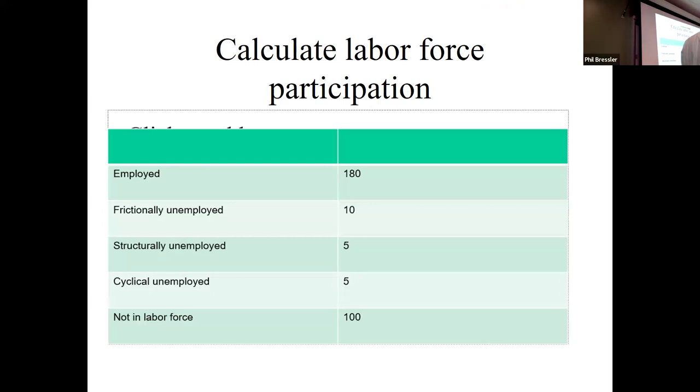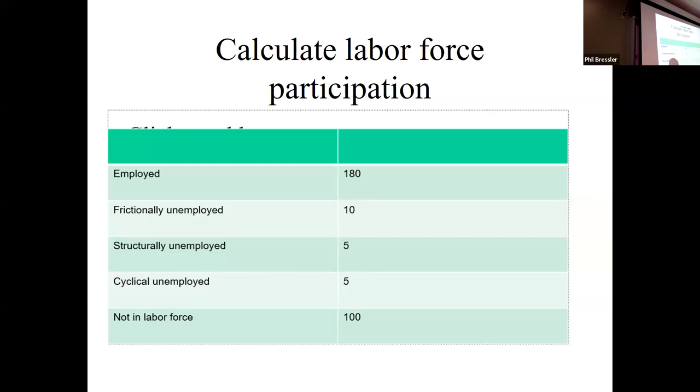Calculate the labor force participation. Oh, no, we didn't. We did the unemployment rate. Different formula. Oh, wait, labor force. Yeah. Times 100 to get the percent, Jackson. Do you know what that equals as a percent of choice? That would be 62. Yeah.